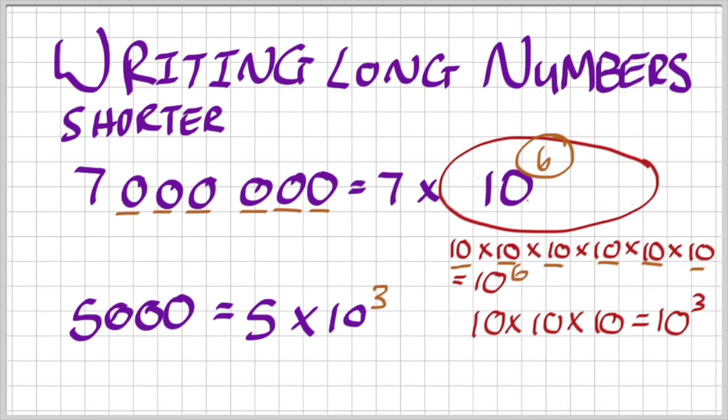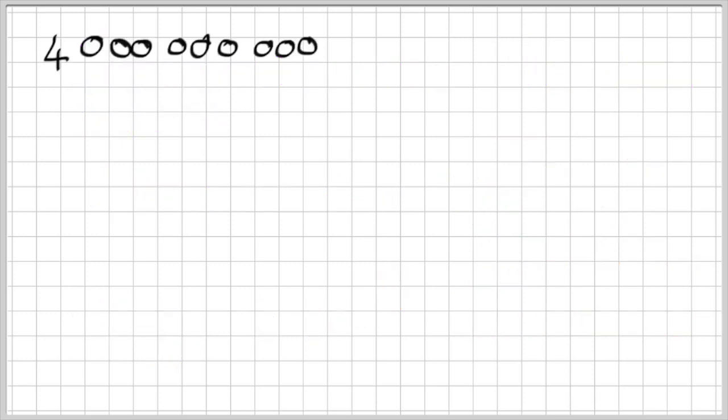But the question is, that's 6. Doesn't it look familiar? Look at the number of zeros on the left. Oh my goodness, it's the same thing. What about the 5,000? There are 3 zeros there again. The same thing. Coincidence? I think not.